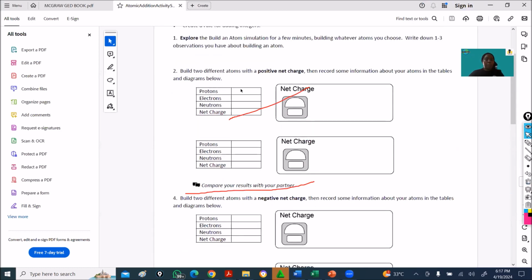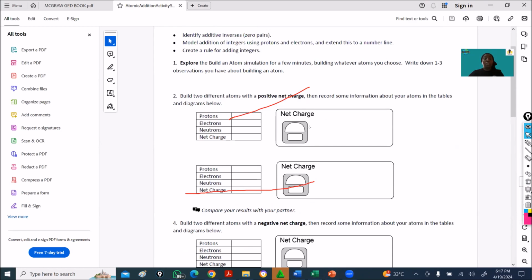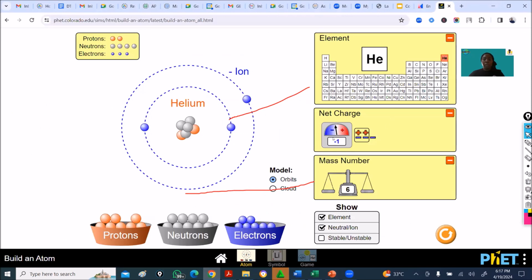All right, I'll record my protons. I don't know why everybody is doing positive. Is it? Oh, it's positive. Oh, I'm sorry, it's positive. I thought it was negative. Okay. So let me build a positive net charge. Okay, so I need more proton for a positive net charge.